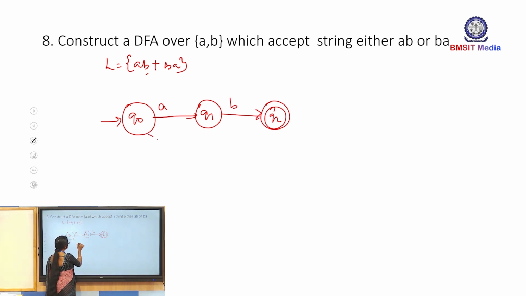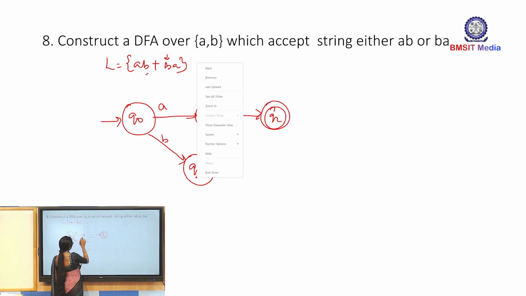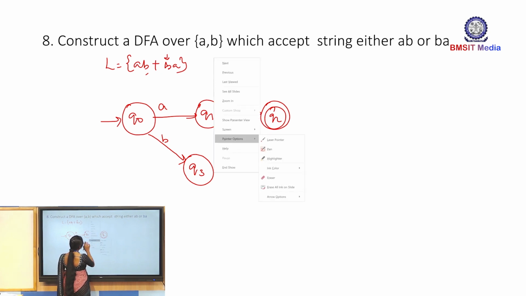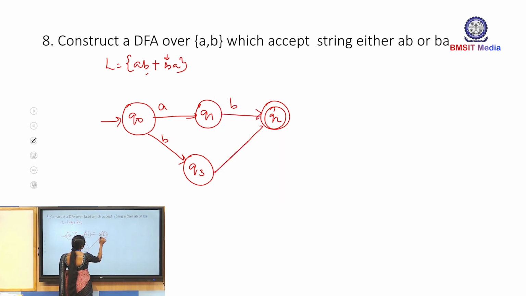So Q0 on seeing a B can move to the state Q3. Now I'm in the state Q3. On accepting A, it can go to the final state, which is Q2. Now you can see that Q0 on seeing an A goes to Q1, and Q1 on seeing a B goes to Q2, which is the minimum string.